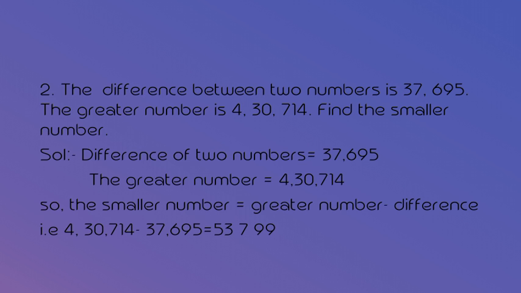Now let's see question number 2. Question 2 is given in the book. The difference between two numbers is 37,695. The greater number is 4,30,714. Find the smaller number. Difference means what, children?